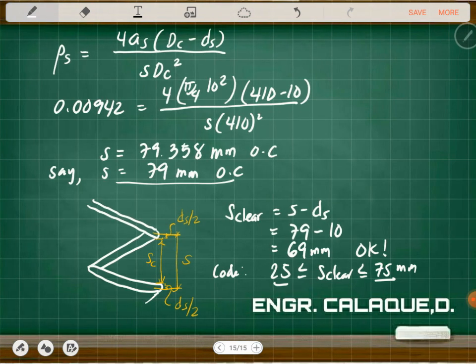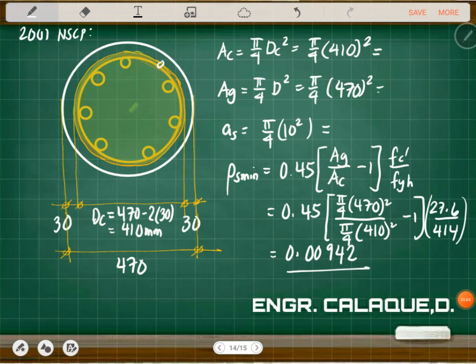How about for 2010? The process is the same, so you can compute that one yourselves. It is the same, only the dimensions change. Okay, see you in the next video. Thank you.